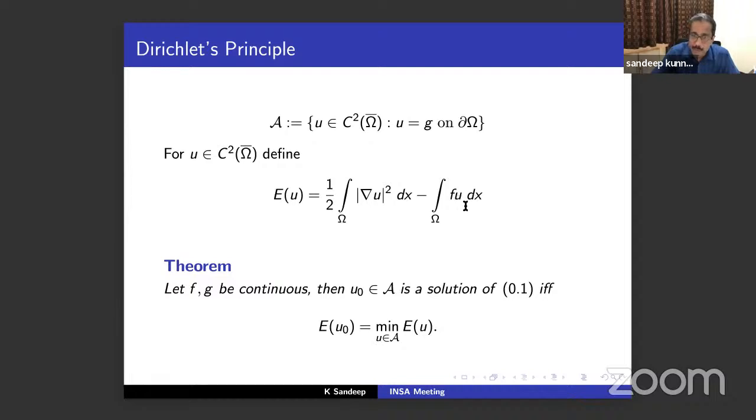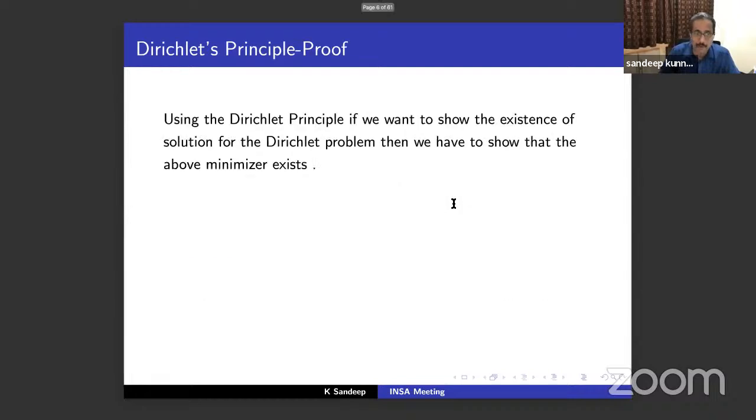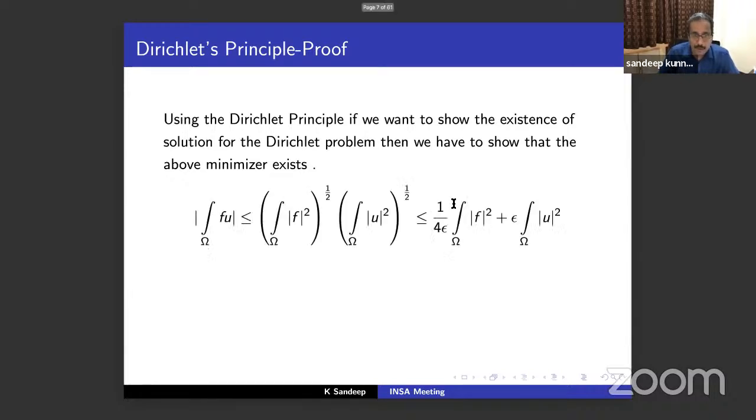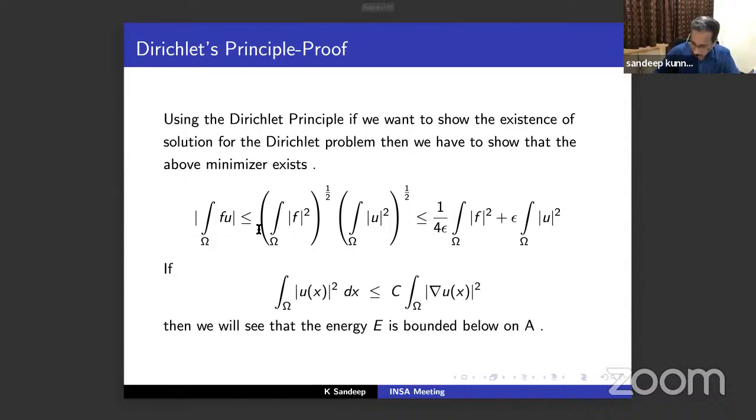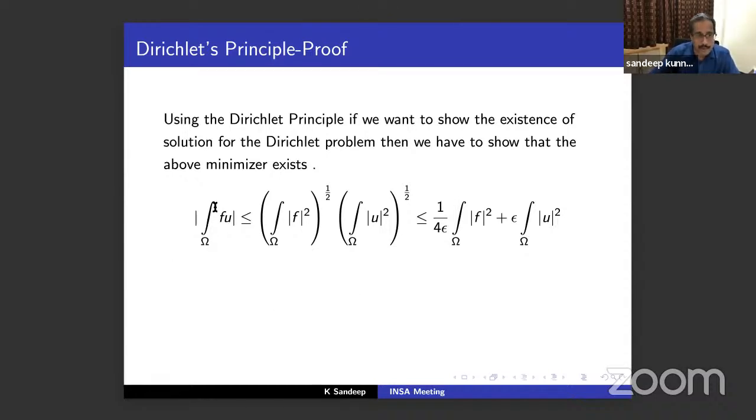Or in other words, you should be able to somewhat estimate the second term in terms of the first term. Okay, so let me just try to estimate the second term in terms of the first, and let me see what you are going to get. This is what I already explained using the Dirichlet principle. If you want to show the existence of solution for the Dirichlet problem, then we have to show that the above minimizer exists.